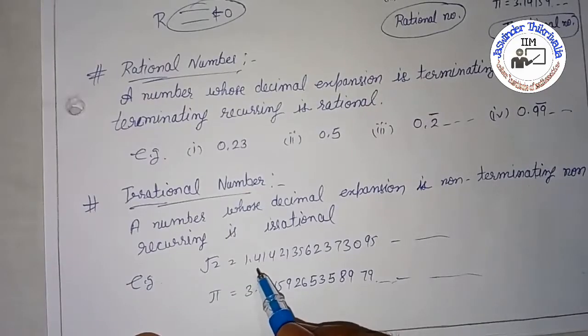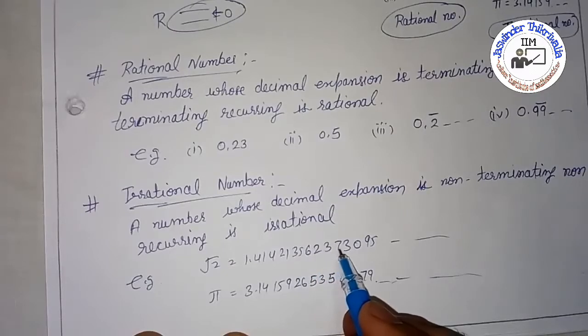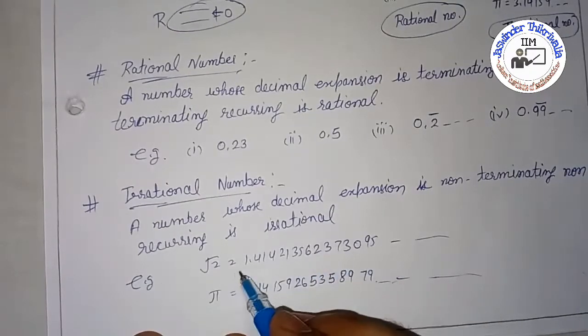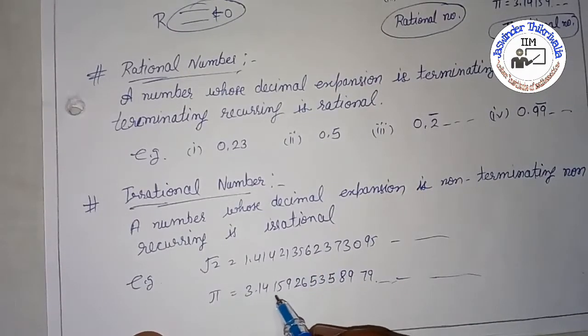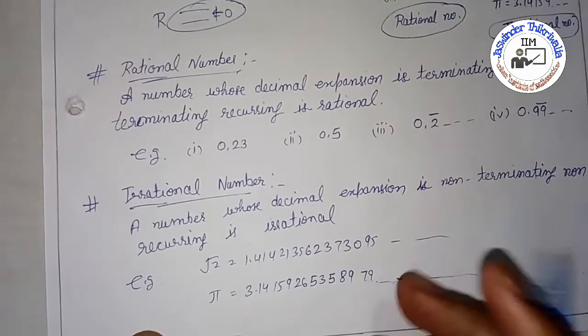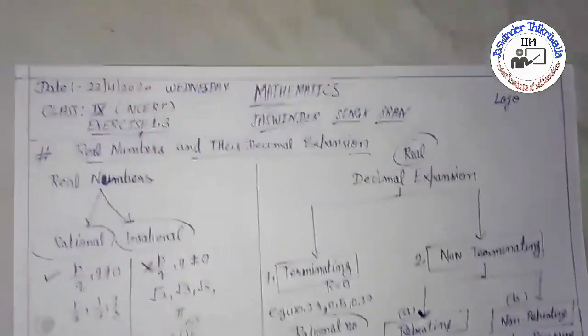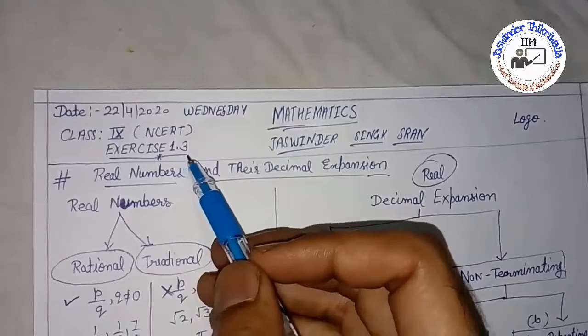So their decimal expansion is given here: 1.414213562373095 is under root 2, and pi is 3.141592653599979. So now we will discuss its example. We will start exercise 1.3 of NCERT.